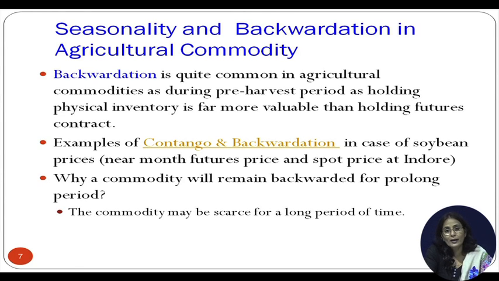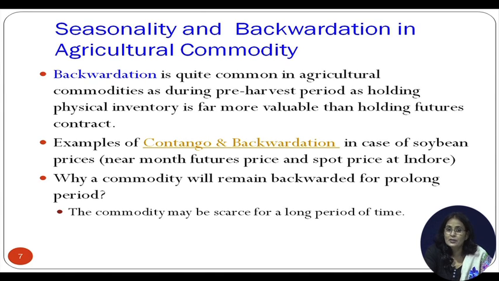And what is a backwarded market, or a market exhibiting backwardation? In a backwarded market, the spot price will be higher than M1, and M1 will be higher than M2. This is called a backwardation market. If you recall, we discussed the possible reasons for commodity prices to exhibit backwardation. Because as per the cost of carry model, the futures price of a particular commodity should be more than the prevailing spot price.